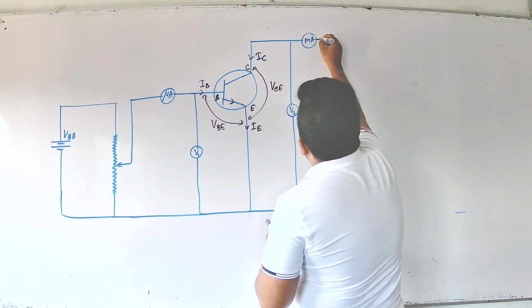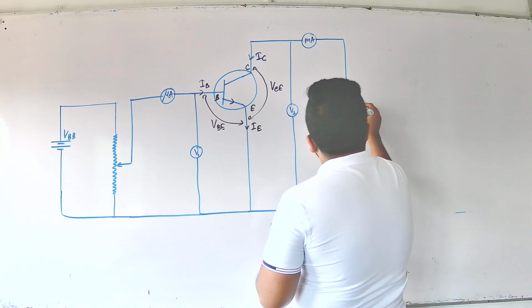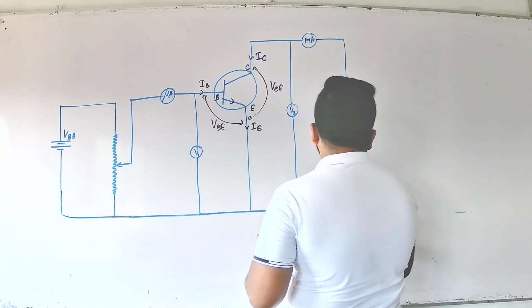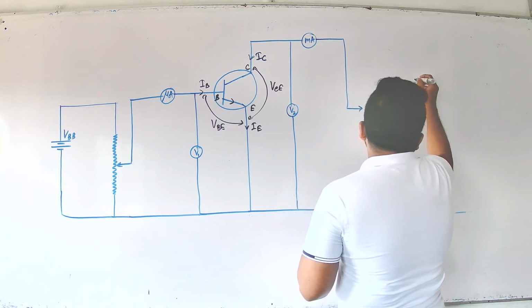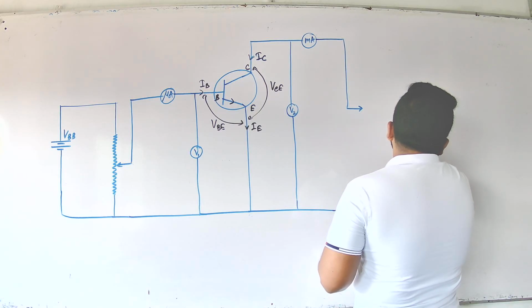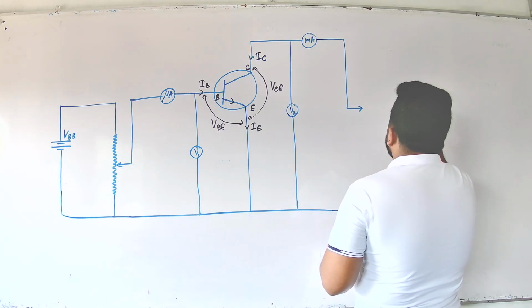Then it is connected to the rheostat. Why? We have to use another power source called VCC. This is higher than this.